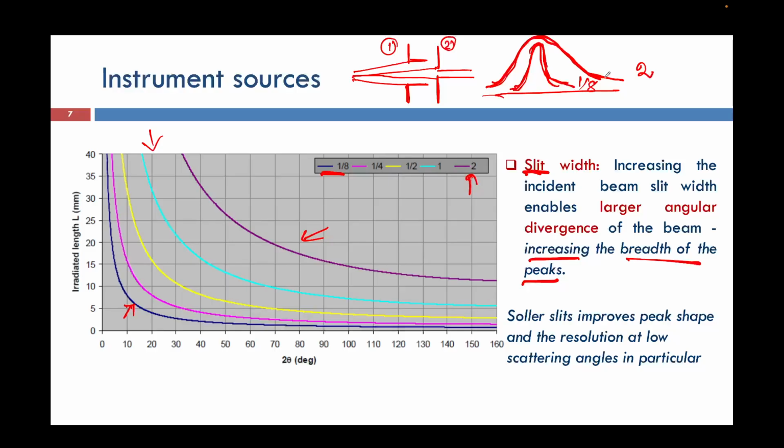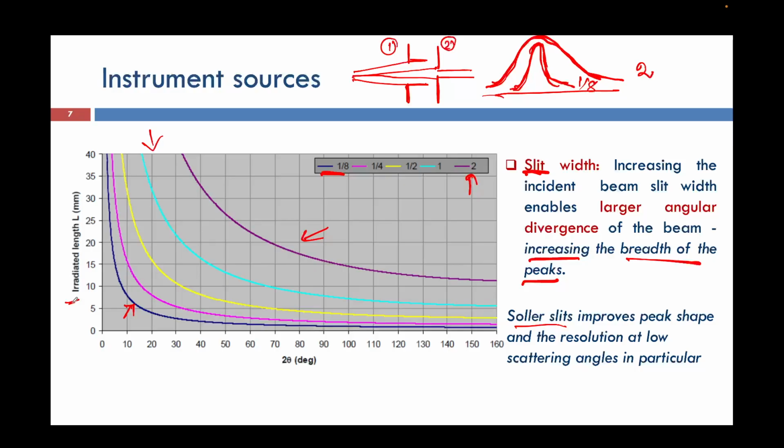And how do we restrict them? We restrict them using the Soller slits which are used at the detector. These Soller slits improve the peak shape and the resolution at low scattering angles. Particularly, these Soller slits are helpful to counter the broadening effect by decreasing the width of the peak. And here is a term called irradiated volume.